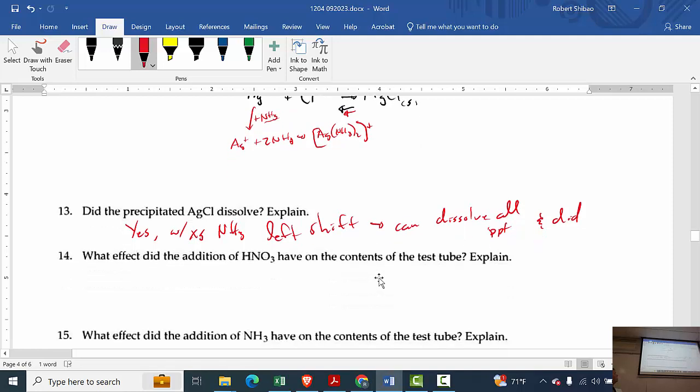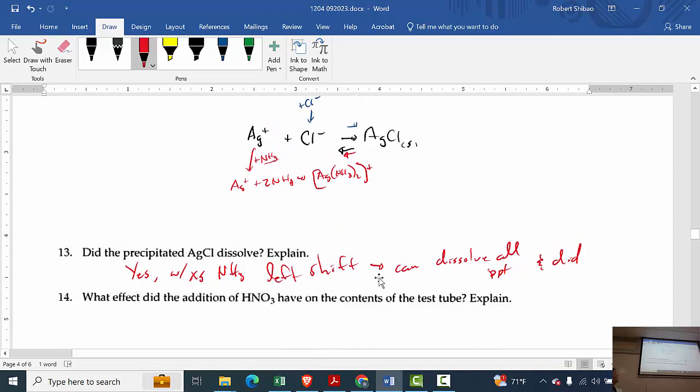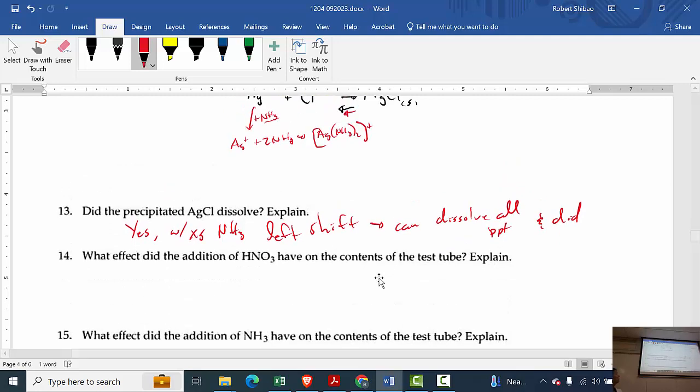This is very qualitative. What effect did the addition of HNO3 have on the contents of the test tube? Well, HNO3 is going to screw up this second equilibrium here. And so if I look at this second equilibrium, this is also an equilibrium as well. And so looking at the second equilibrium, the two ammonias are tagging the silver ions. We're removing it.